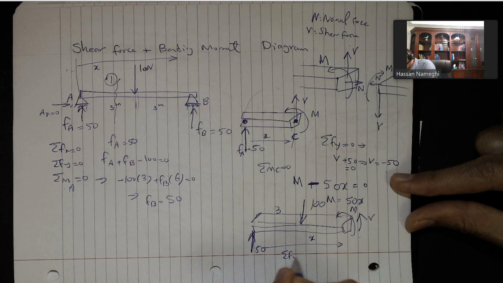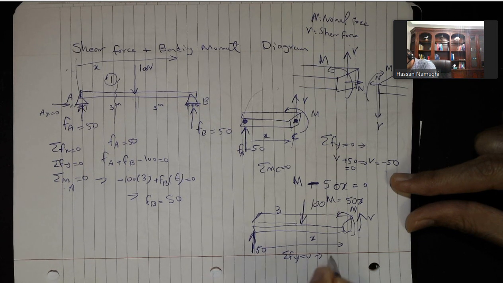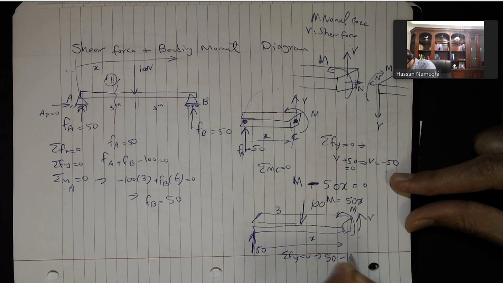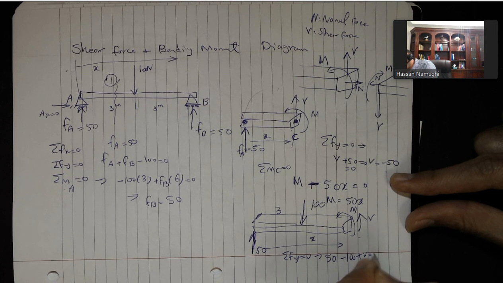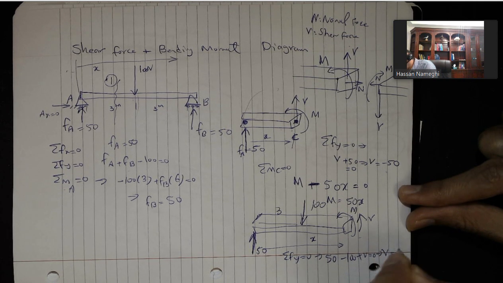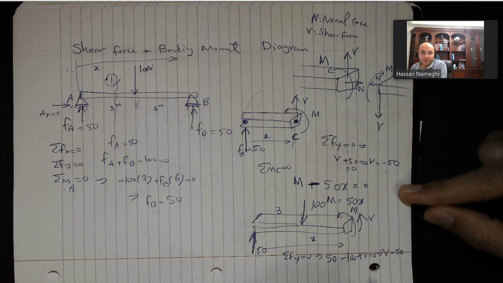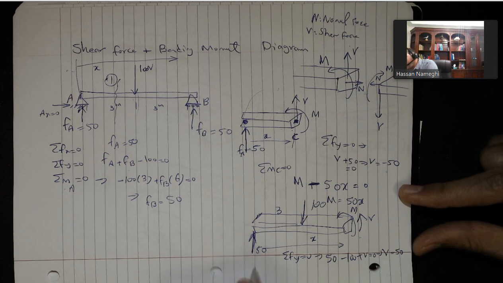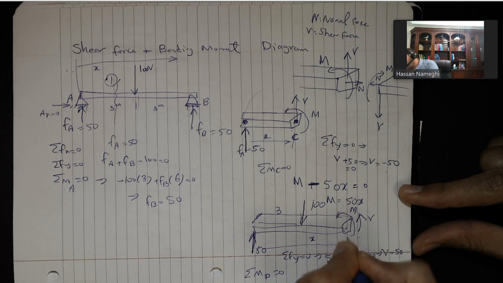So I will repeat the same equation I repeated there. Sum of f of y equal to 0. From here I have 50 going up, minus 100 going down, plus V is equal to 0. From here I'm going to get V is equal to positive 50. Then for sum of moment, I'm going to do about point D equal to 0. This is assuming this is point D.